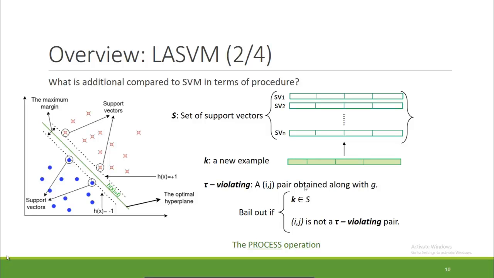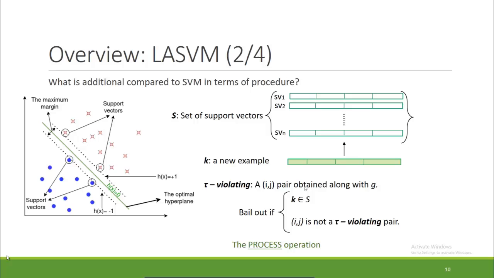Another question is asked for LASVM. What is additional compared to SVM in terms of procedure? Imagine the following scenario. By setting the optimal hyperplane, we have what we call the support vectors. In SVM, the number of support vectors can no longer be modified, meaning the value of S we are seeing here is unchangeable, and SVM no longer accepts new examples.